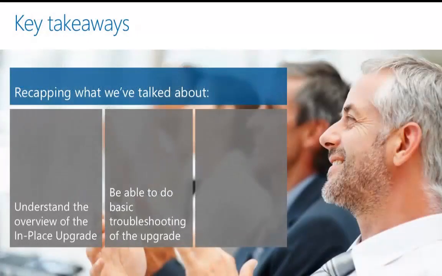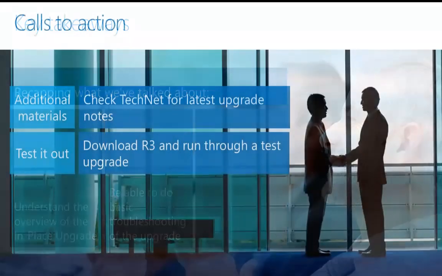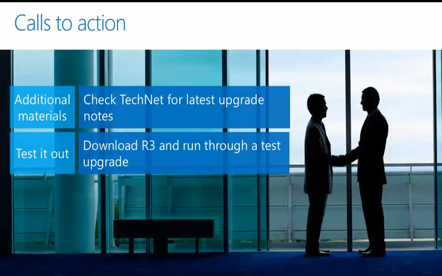So, quickly recapping what we've talked about. After watching this presentation, you should have an understanding of the overview of the in-place upgrade process and also be able to do some basic troubleshooting on the upgrade itself. Finally, I would always recommend you check TechNet for the latest upgrade notes and also try to do a test upgrade yourself. So download the R3 software from PartnerSource and run through a test upgrade to make yourself familiar with the process. Thank you for your time today.